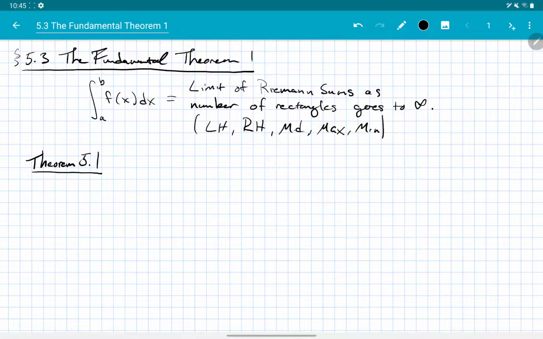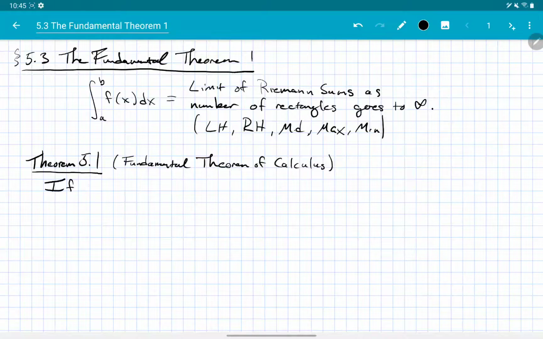This is theorem 5.1. This is known as the fundamental theorem of calculus. And it says the following. If a function f is continuous on an interval ab, a closed interval ab, and f of t happens to be the derivative of some other function, capital F. So I'm using capital F as the function whose derivative is little f of t.